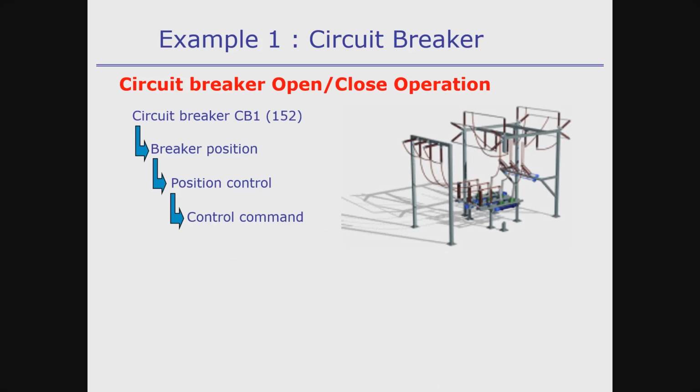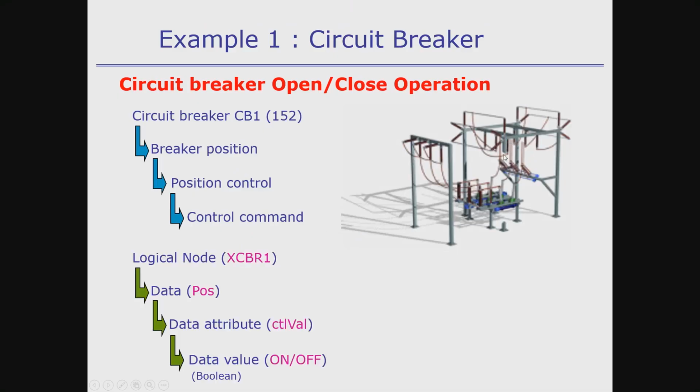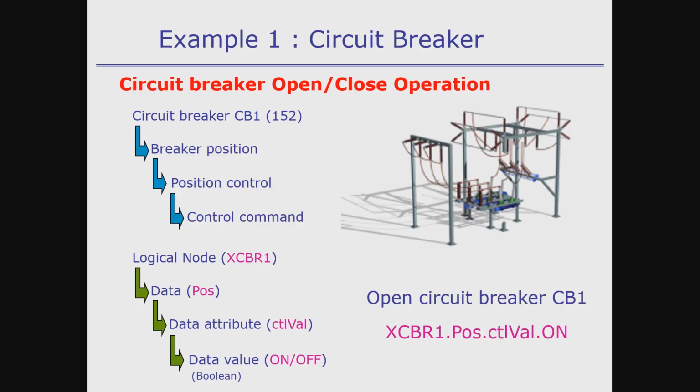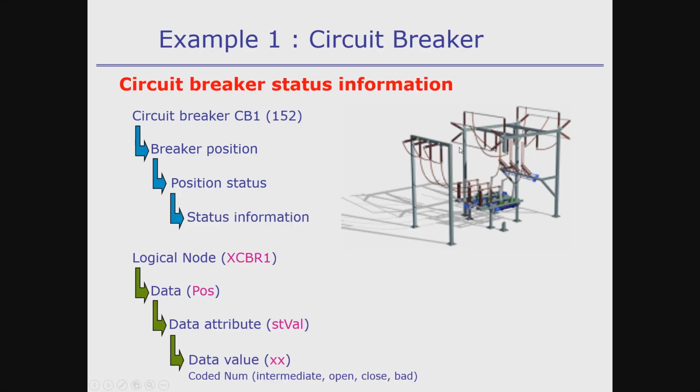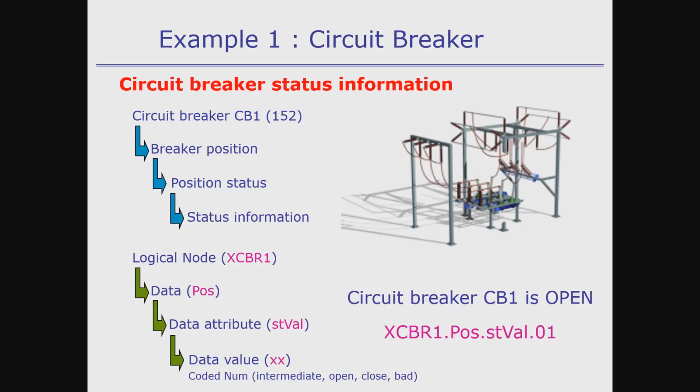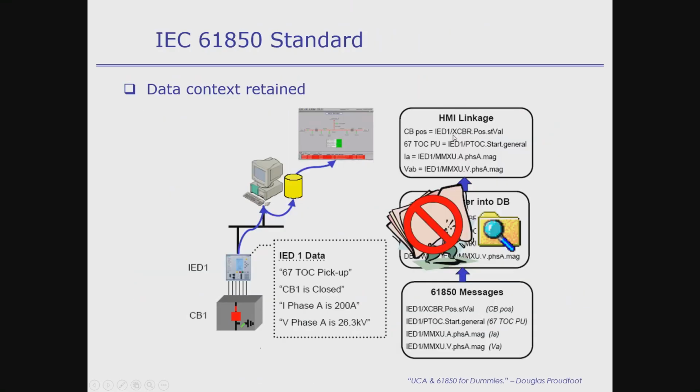For example, if I want an open or close operation, then that's what I will do. I will say XCBR position data control value, and I will say on or off. That's it. So if the IED has a problem and wants to open or close a breaker, this is what it will do. Just send this command over the network. That's all it has to do. Opening the breaker and so on.